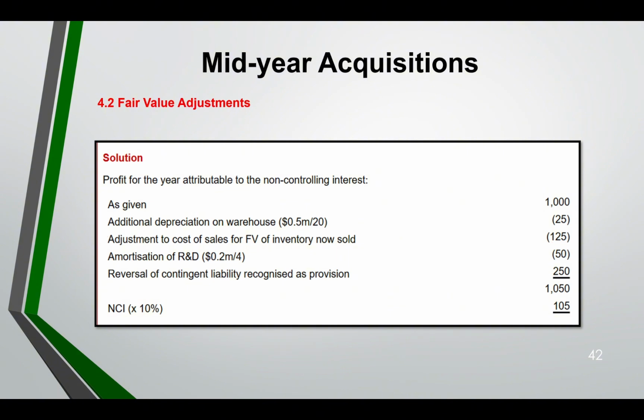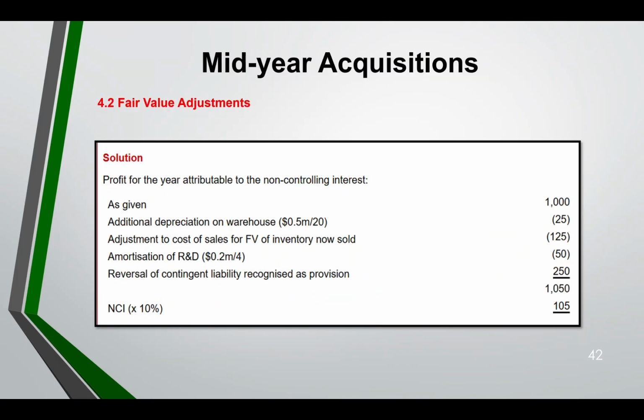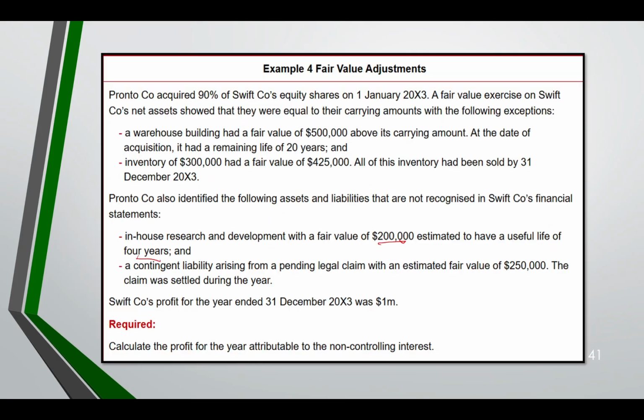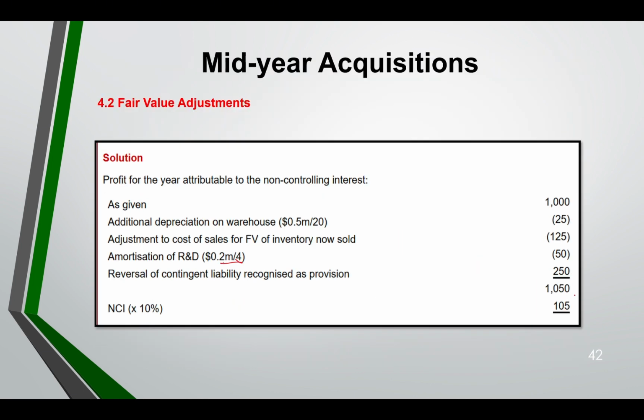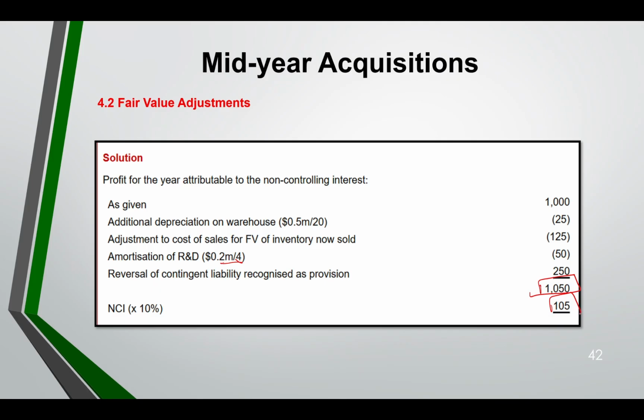So the amortization of R&D. This you have to deduct, same like depreciation. So the fair value is 200, useful life is 4 years, which is 0.2 million divided by 4. Then contingent liability you deduct, but when you reverse the contingent liability, you have to add it, right? So which is 250. They have already given you the estimated value. And once you get it, then this is your corrected profit. On this, you have to take the NCI percentage, which is 10% because you have acquired 90%. So this is your NCI.